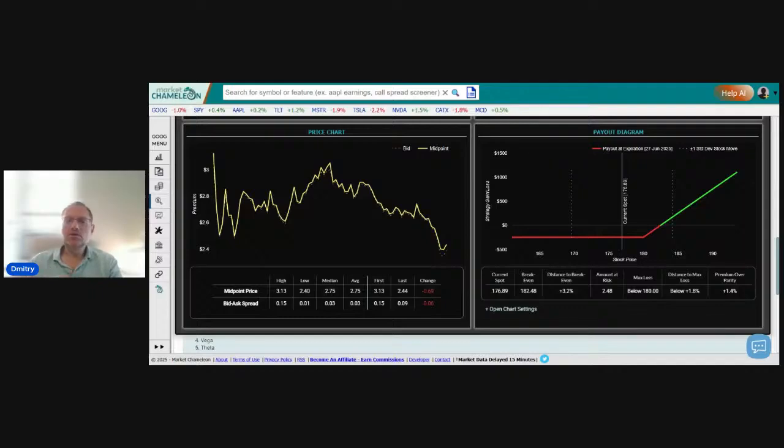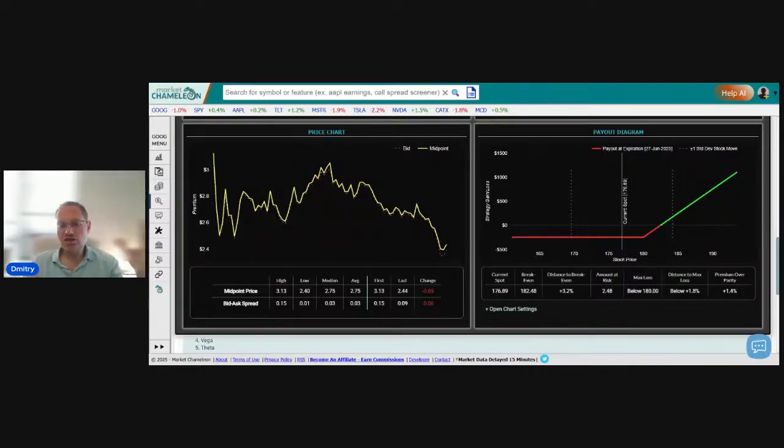And here, if we go below, we see a price chart of this option, mark to market. And that's based on how the value of this option changed throughout the day.